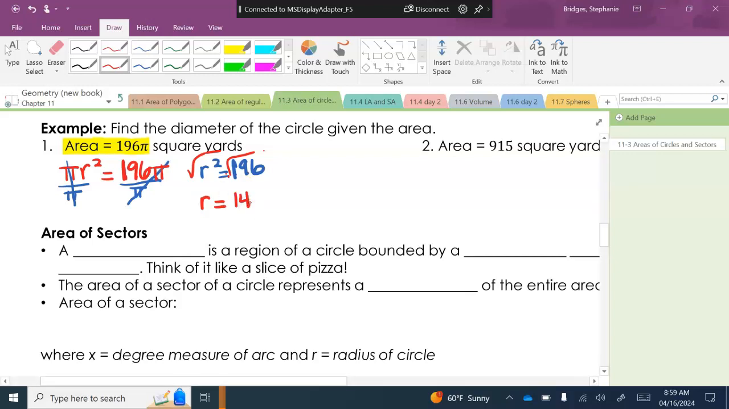Is that what they asked me for? No, they asked me for the diameter. So you got to be careful what they ask you for. The radius is only halfway through the circle. The diameter is the full way. So how can I figure out what that whole thing is? Multiply by 2. Okay, so do 14 times 2.